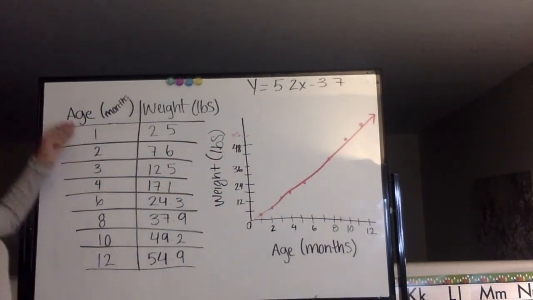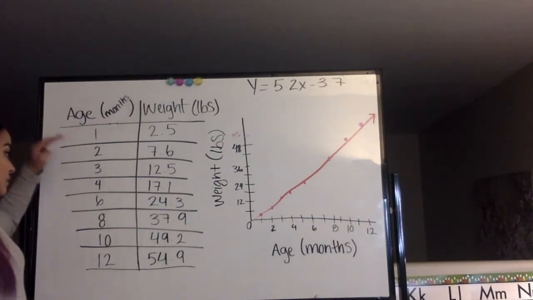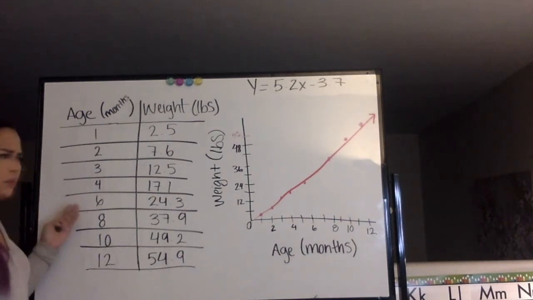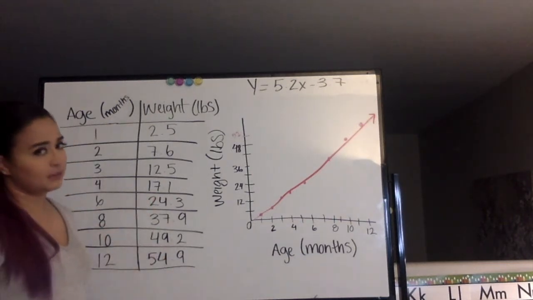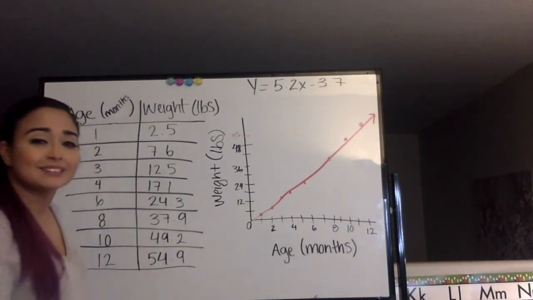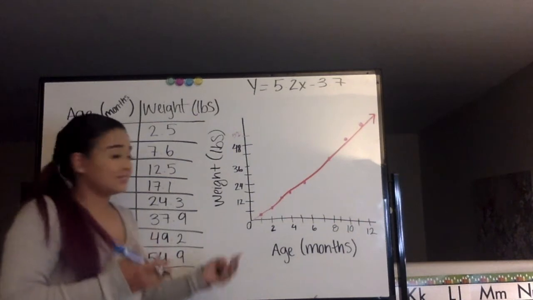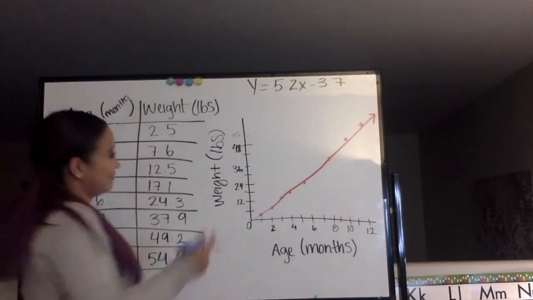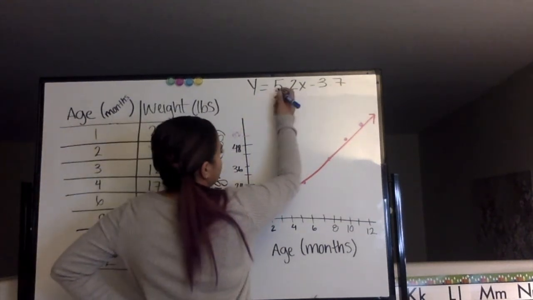Now we know how much our panda bear would weigh if at age 1 month, 2 months, 3 months, 4 months, 6 months, 8 months. What about 7 months? Let's see if we can actually figure that out. How are we going to do that? We're going to be plugging in 7 for x. And that will be giving us y. Okay? So let's do the math up here.